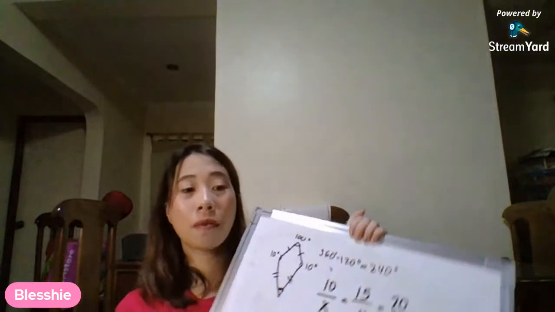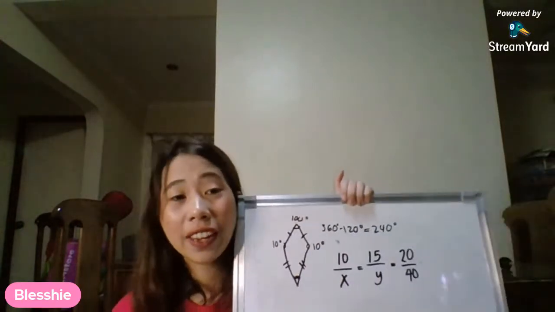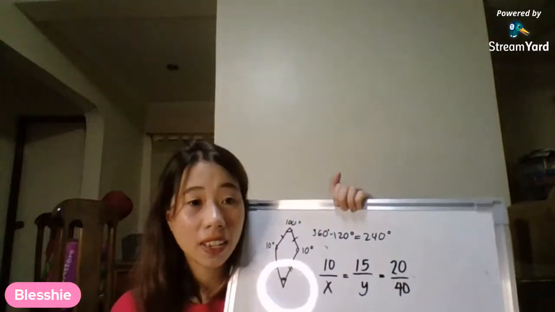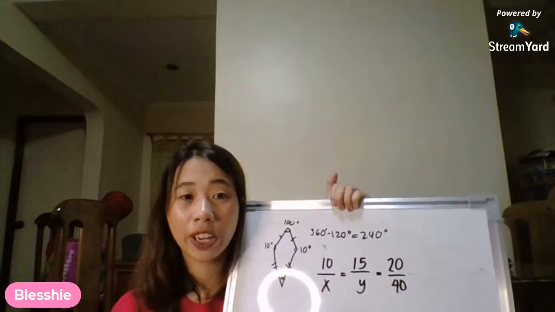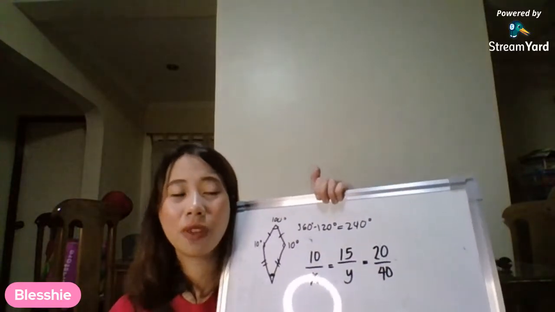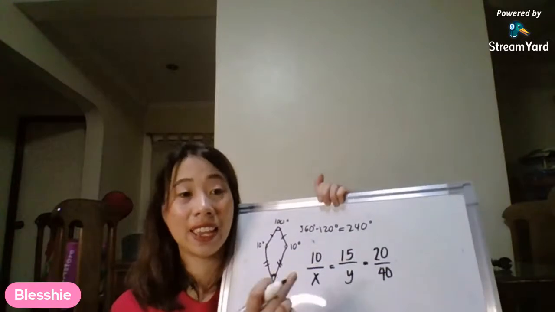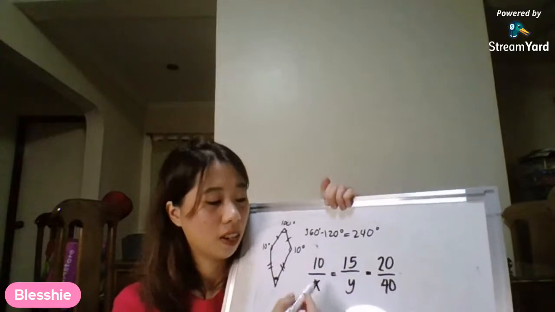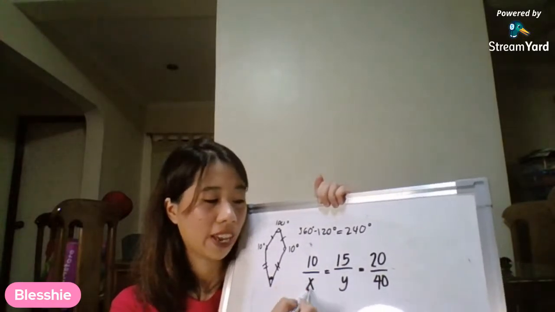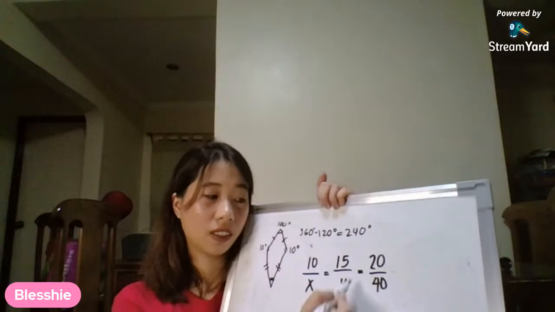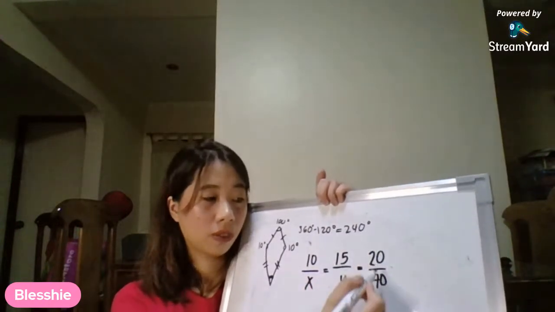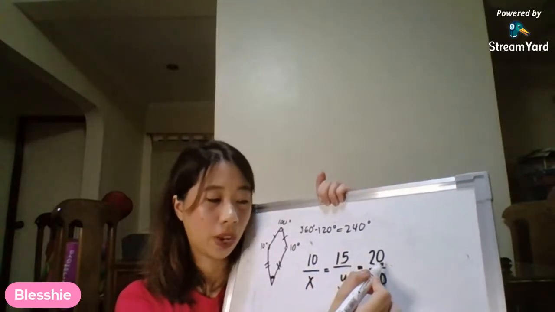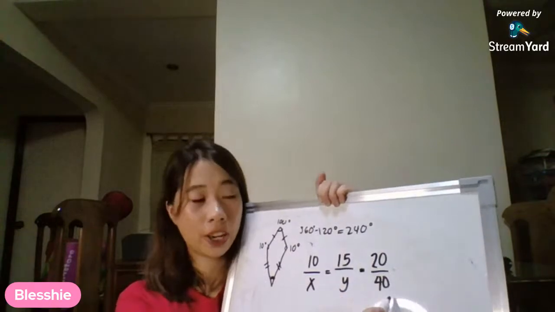So, what if ganito naman yung given sa inyo? You have 10 over x is equal to 15 over y is equal to 20 over 40. So, how would you be able to find the values of x and y kapag proportion sila? Since proportion nga sila, pwedeng piliin mo lang muna si 10 over x or si 15 over y. You just have to cross-multiply the two. So, kung ito ay 10, ito ay 15, ito ay 20, ito ay x, ito ay y, ito ay 40.